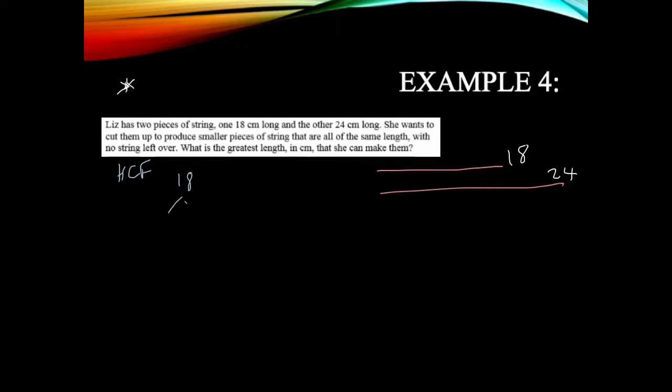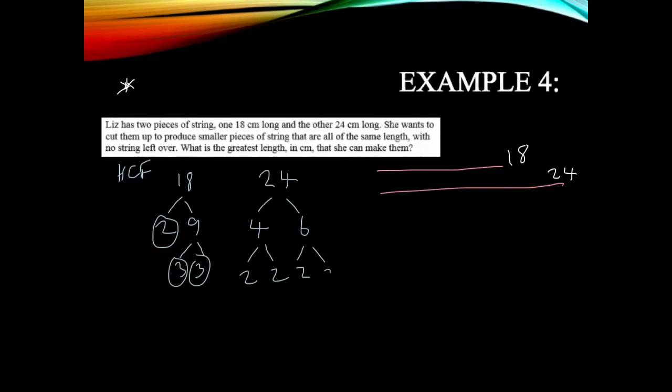So 18 splits up into 2 and 9, 2's prime, 3 and 3. And we can do the same with 24. 24 we did earlier with the numbers 2 and 12, I seem to think. So let's do a different pair. Let's do 4 and 6. Not that it makes any difference, but just to prove to you. Okay, and I've circled all my prime numbers.